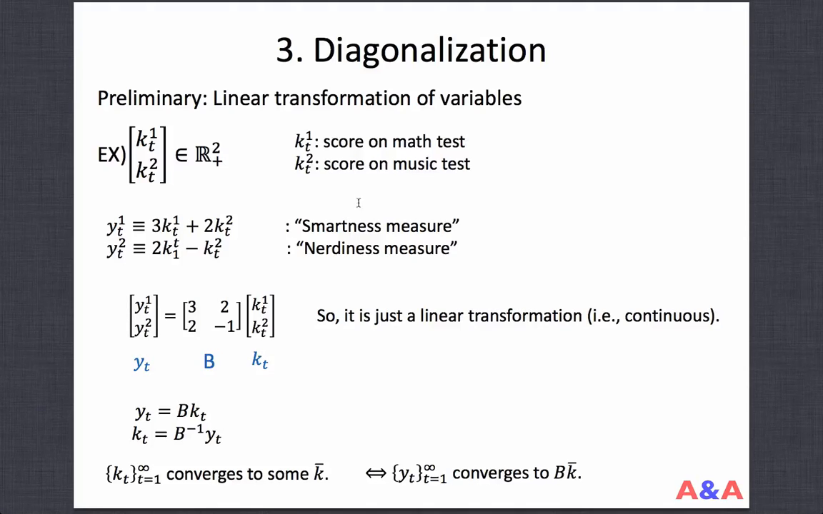Here in this example we had two test scores and two measures, so linear transformation was a transformation from a two-dimensional vector to another two-dimensional vector. So the linear transformation was represented by a 2 by 2 matrix, but the story would be exactly the same even if we have 5 test scores and 5 different measures. In that case, the linear transformation would be a transformation from a 5-dimensional vector to another 5-dimensional vector, and such a linear transformation would be represented by a 5 by 5 matrix. But the intuition is the same.